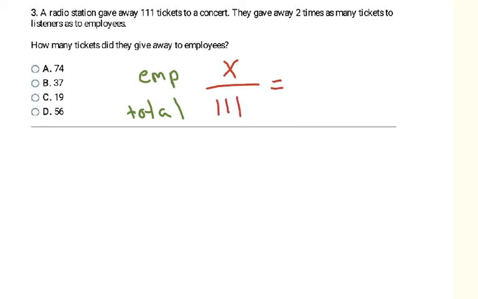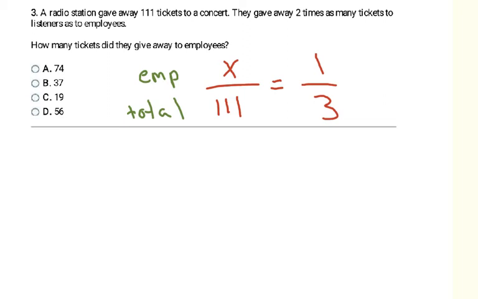So then this ratio that it gives us here, 2 times as many listeners as employees that I was talking about before, that's talking about a total of 3 tickets. And for every 3 they give away, 1 of those goes to an employee and 2 of those goes to a listener. So that's the ratio I need to set up on the left in order to solve.